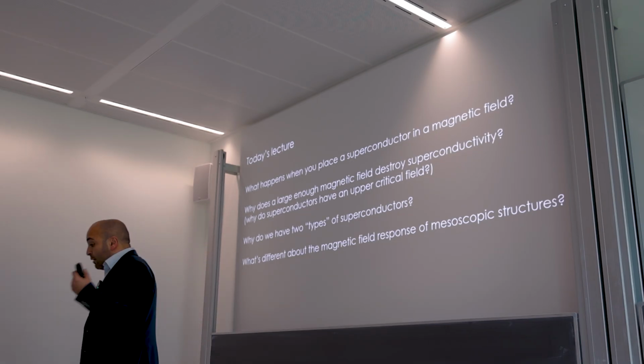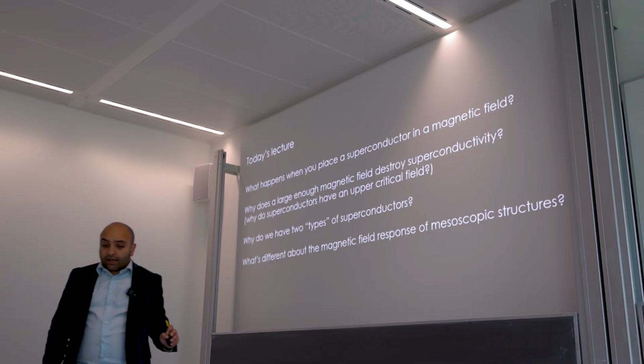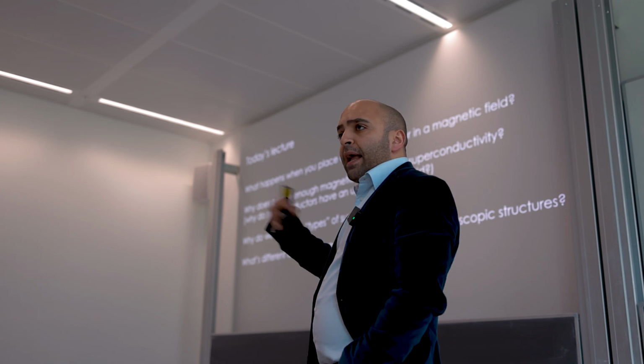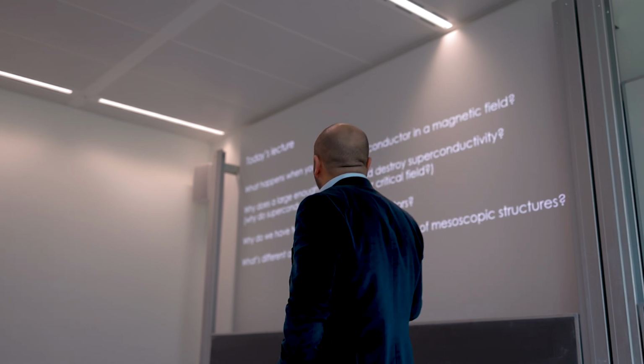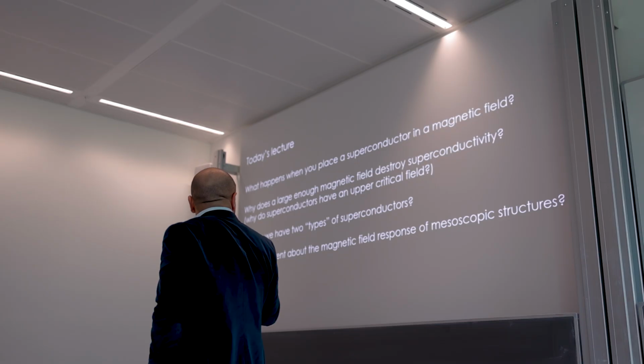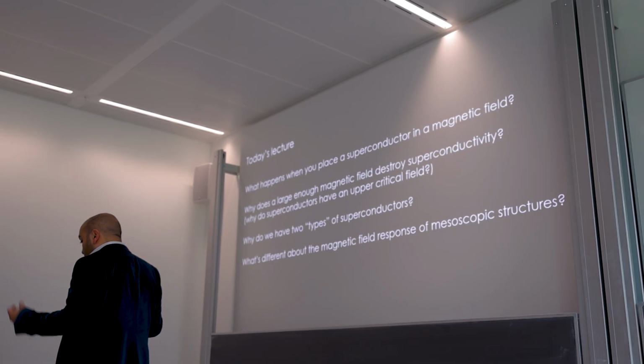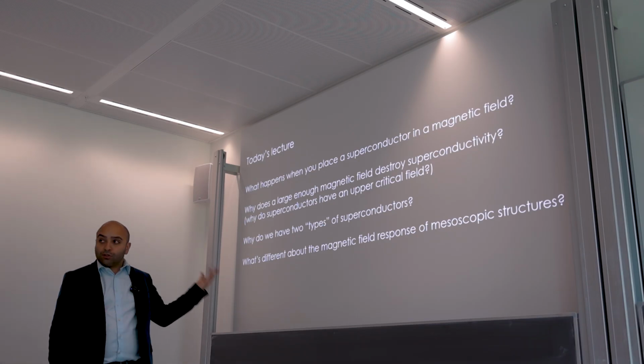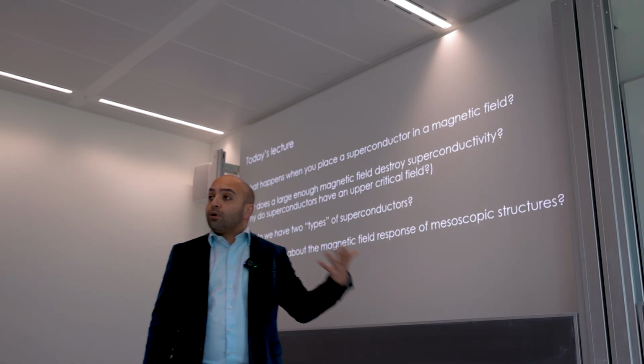And then we're also going to talk about what you might have heard, that there's type 1 and type 2 superconductors. We're going to talk about why we have these two types, although I must say the boundary between these two is a bit blurry, especially when you go to thin films and nanostructures. And then the fun part, which I hope to get to, is what happens when you have a mesoscopic superconductor. When you have confinement effects, what does flux quantization look like? I'm going to give you some examples.